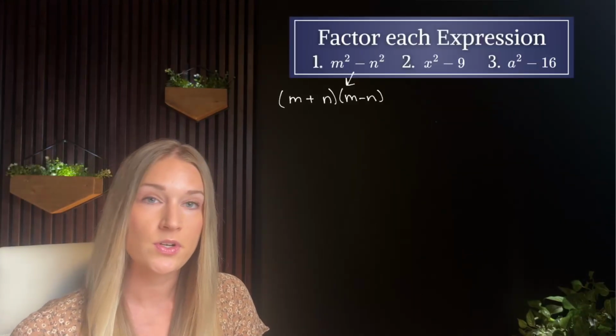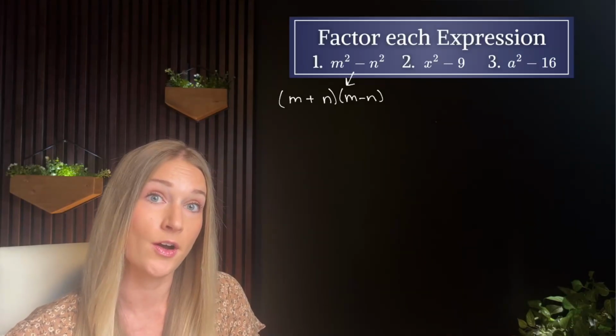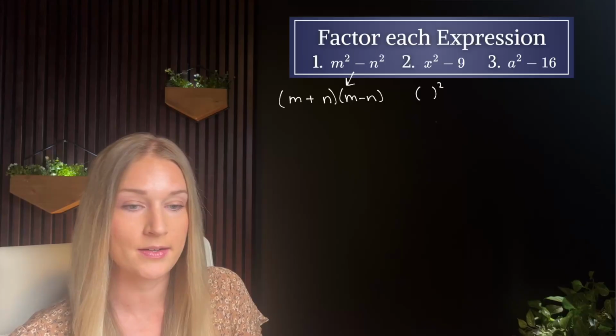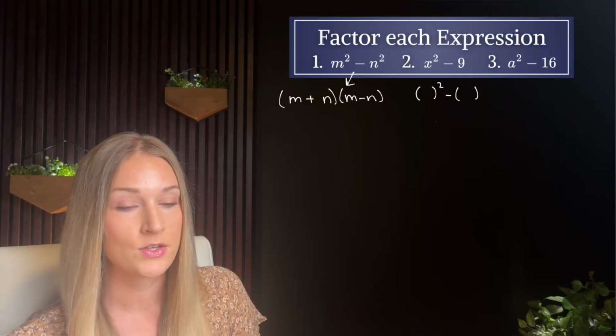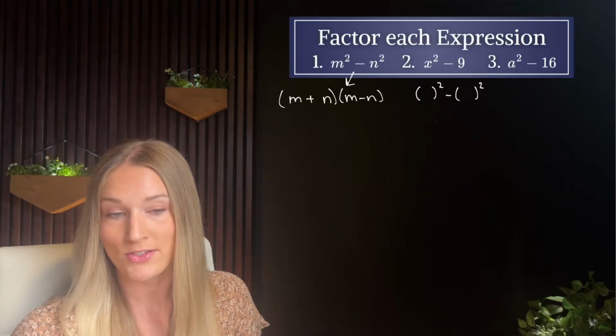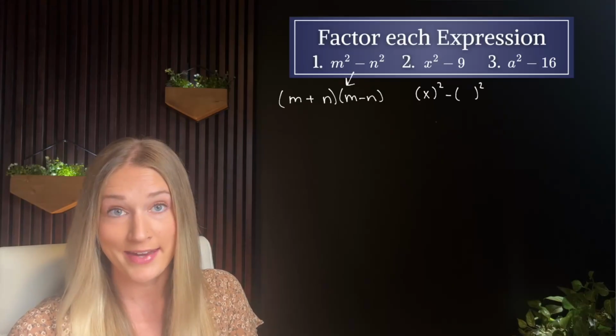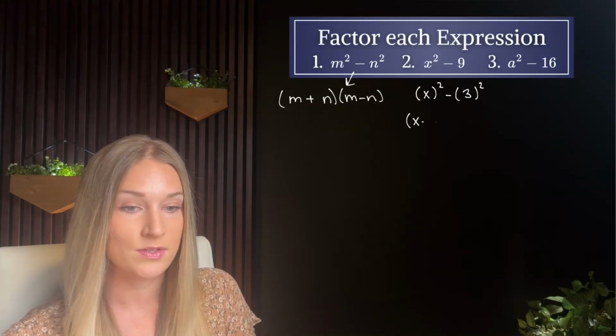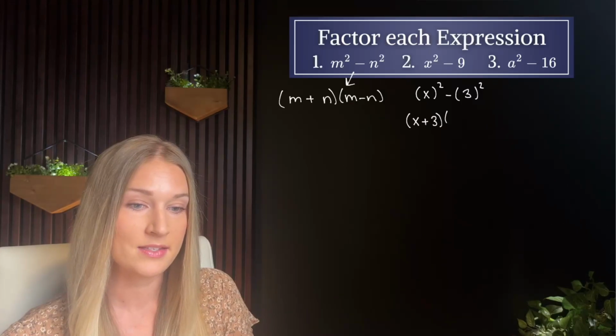Number two, you're not told explicitly what the bases are, but we can rewrite this into something squared minus something squared. Well, the x squared is just x squared. And then 9 I can write as 3 squared. So then this factors into the sum of those bases, x and 3, and the difference of those bases.